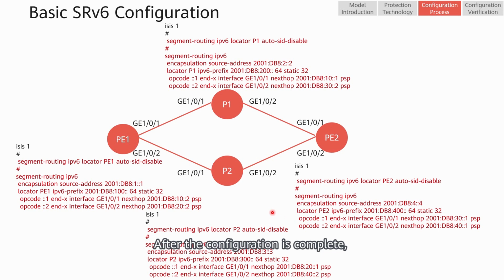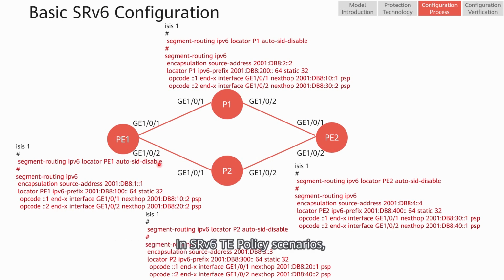After the configuration is complete, we need to enable SRv6 in IGP and configure the device to advertise the locator route. Because End.X SIDs have been manually configured, we can disable IGP from dynamically generating SIDs.